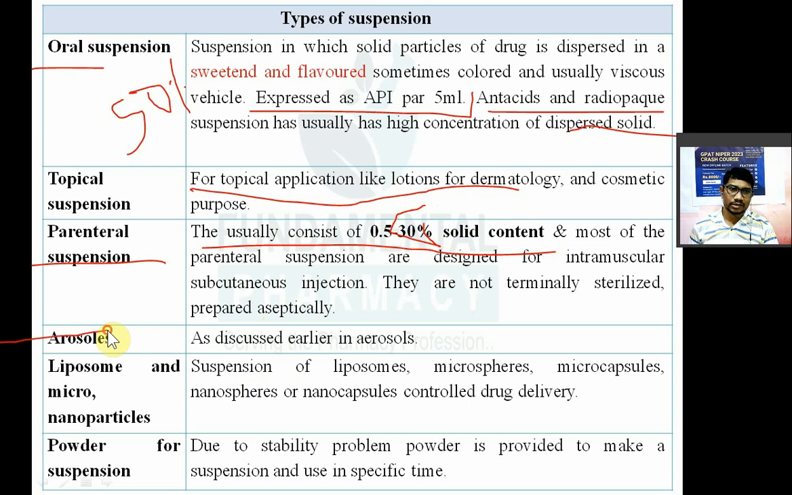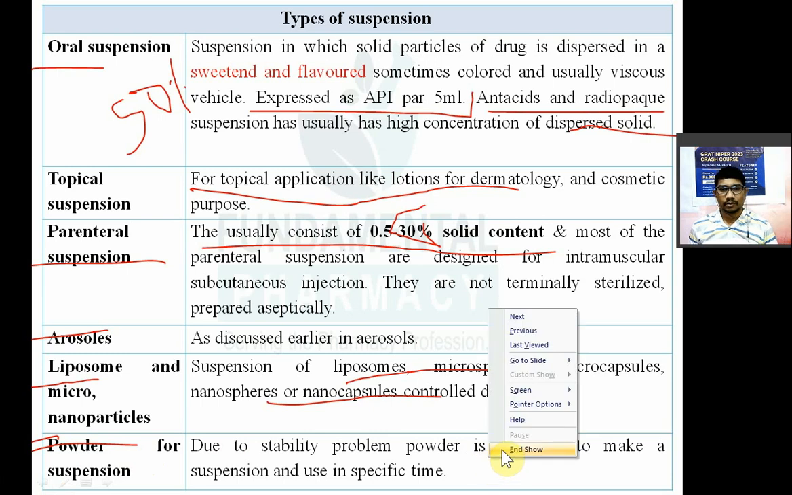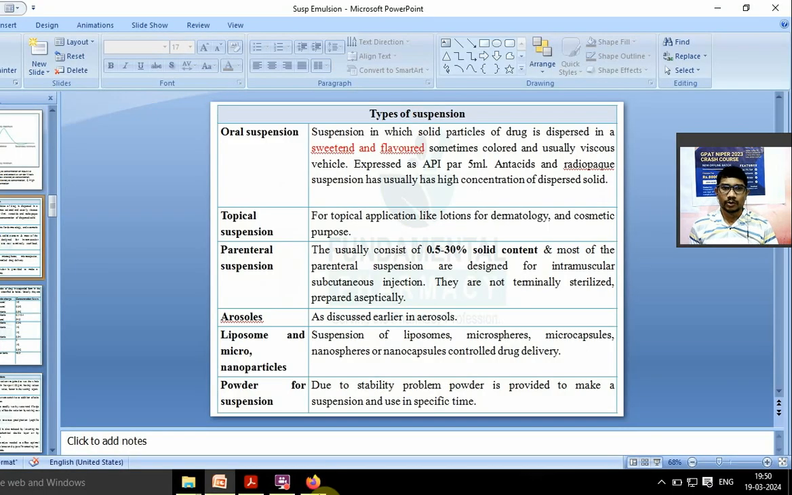Aerosols we have already seen. Then liposomes, micro and nanoparticles: suspensions of liposomes, microspheres, microcapsules and nanospheres, which are controlled delivery systems. Powder for suspension, what does that mean? If a suspension has less stability, then you can formulate that suspension into a dry powder, which can be reconstituted before use.